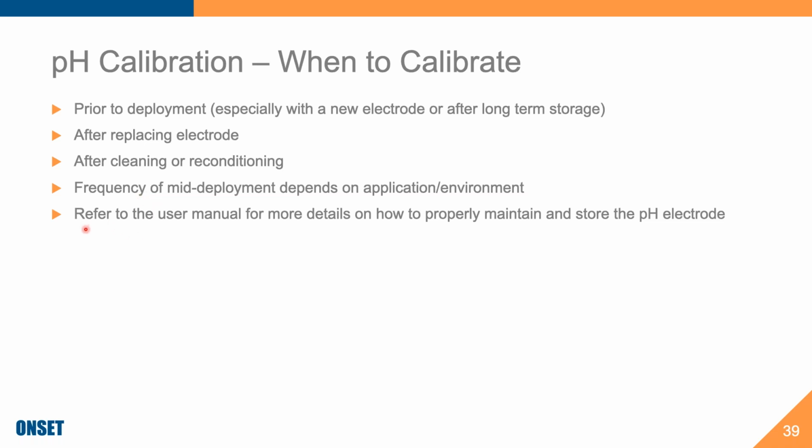And just because I used to be an applications engineer and now I'm a product marketing manager, it is super, super, super important that you always refer to your user manual for the specific product that you're using for more details on how to properly maintain and store the electrode. Every manufacturer is going to have their different nuances about what they recommend and what they don't recommend. But in the end, if it's a good manufacturer, they will definitely make sure you know the best ways to use your pH electrodes. So it's always important to read the manual.